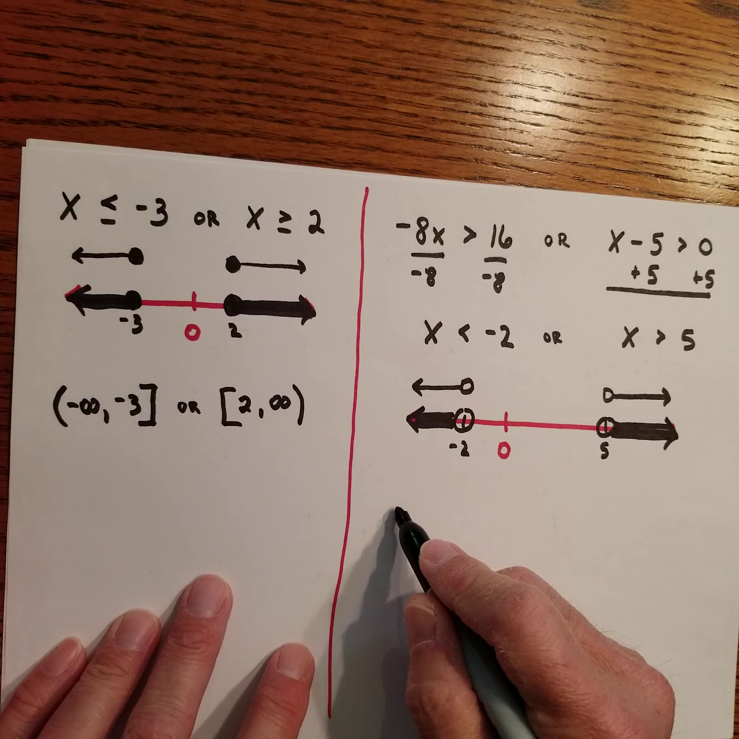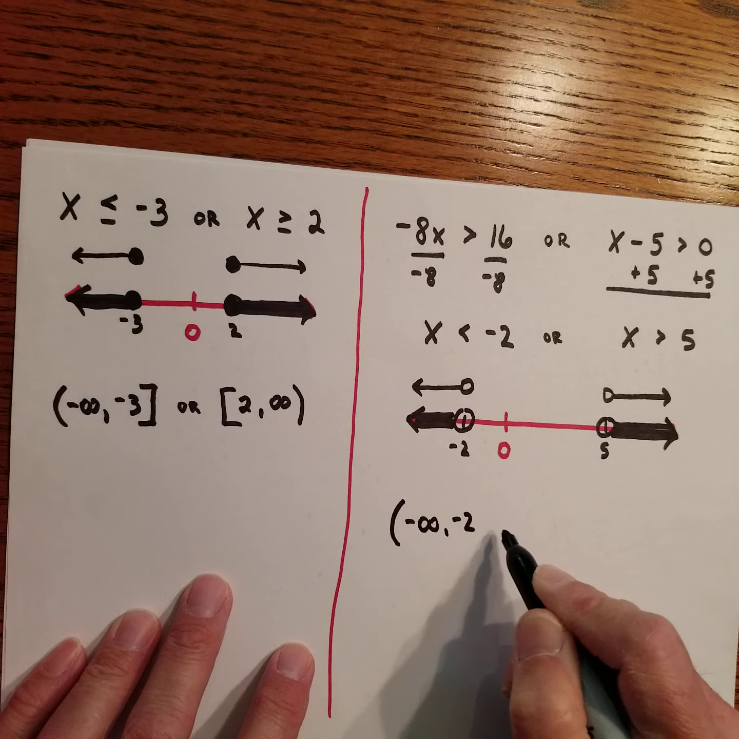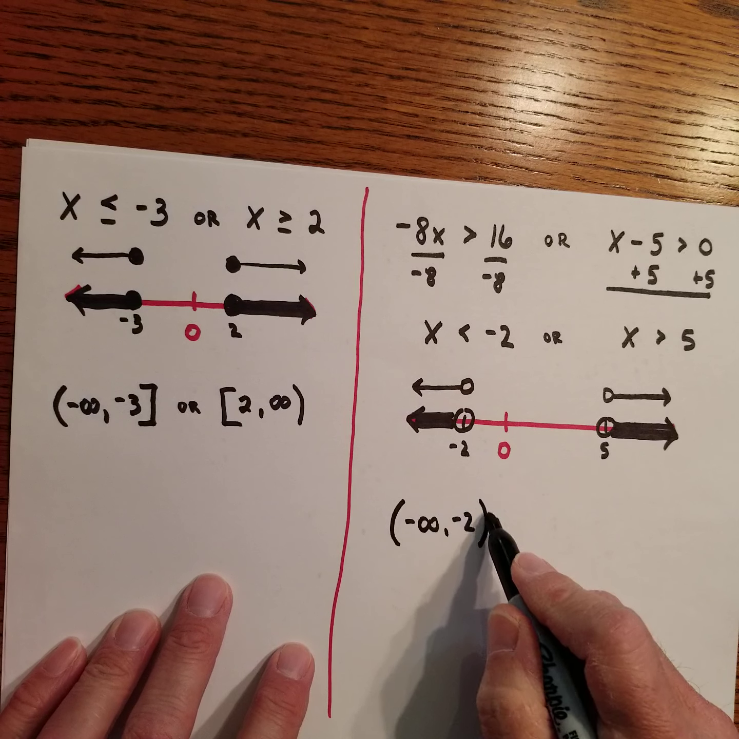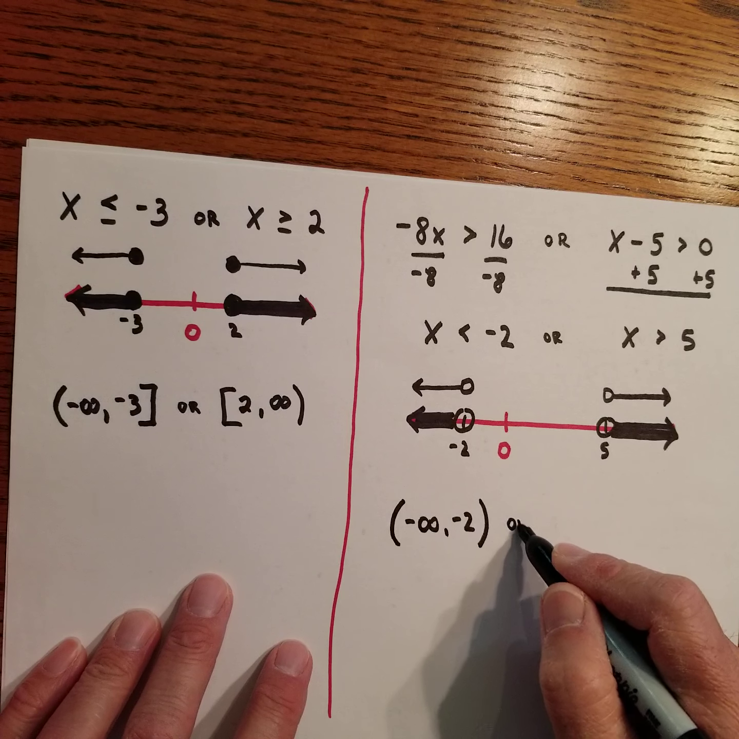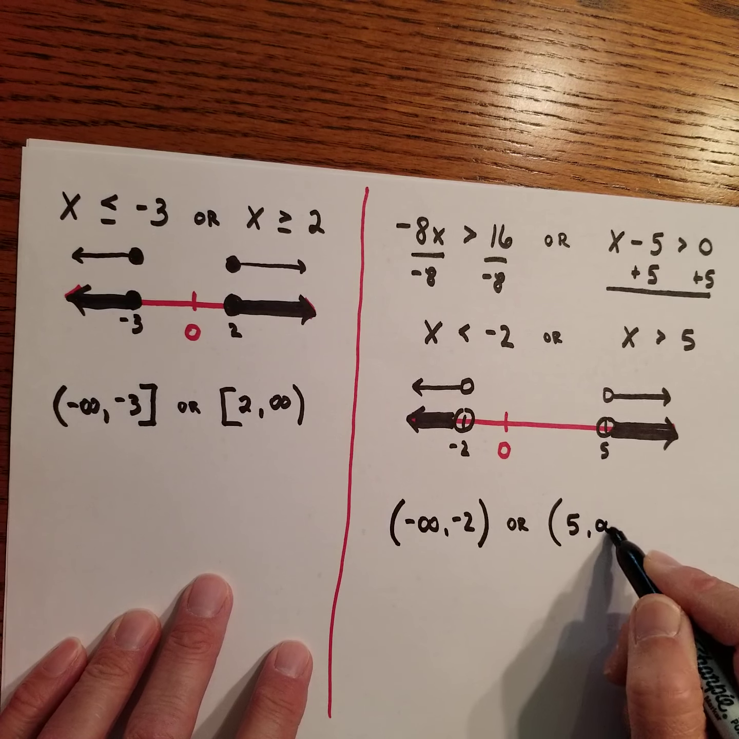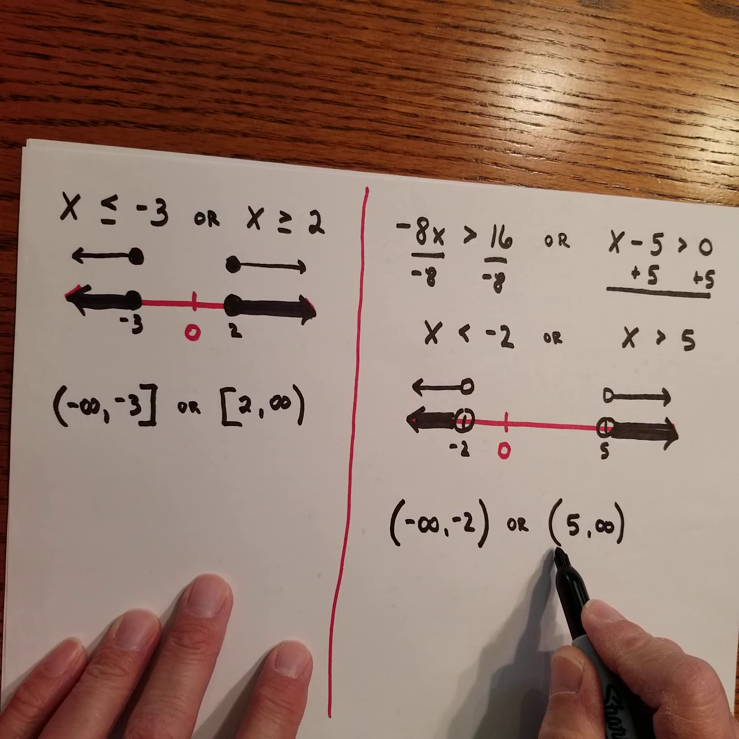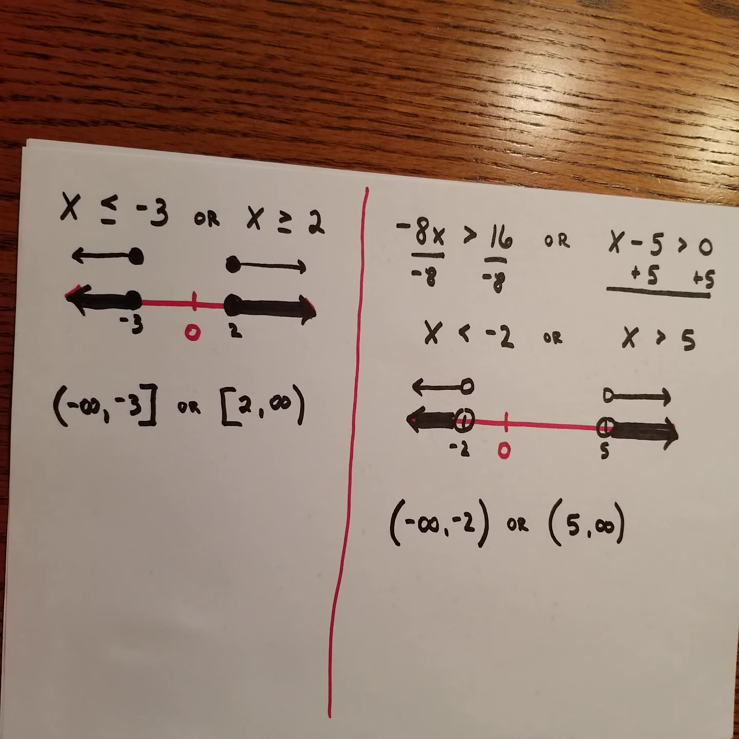Now for my interval notation, I've covered up everything from -infinity to -2. Soft parentheses because I don't want the -2. Or I've covered things from 5 to infinity. Soft parentheses because I don't want the 5.